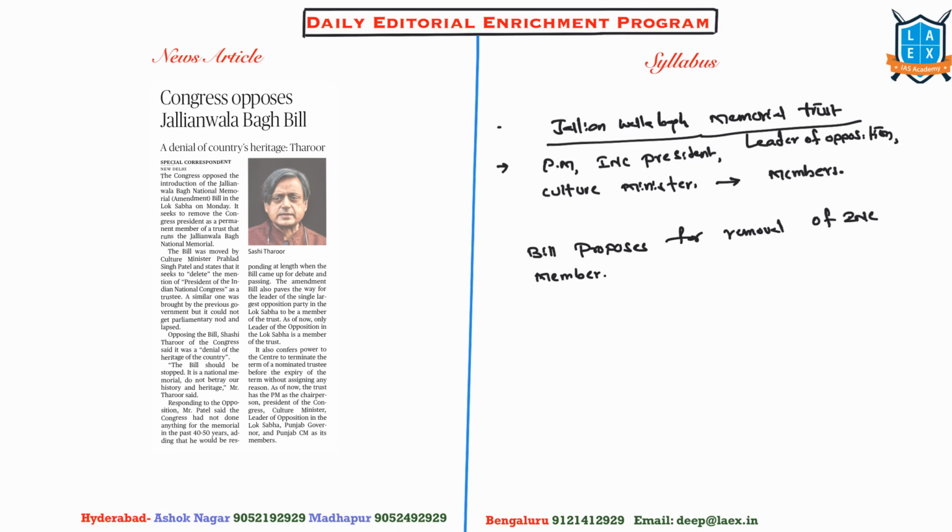And the next article, Congress opposes Jallianwala Bagh bill. This is the news article. So what is this Jallianwala Bagh bill? Remember, there is a Jallianwala Bagh Memorial Trust in which all of them are officials. Only one, the Indian Congress President, is a non-official. So in these circumstances, the Prime Minister, INC President, Culture Minister, and Leader of Opposition in Lok Sabha are the members of this trust. Now the BJP government is introducing a bill to remove the INC President from this trust membership.